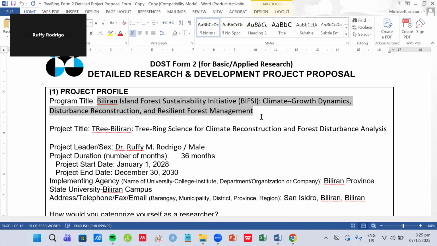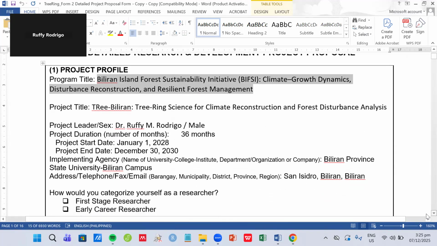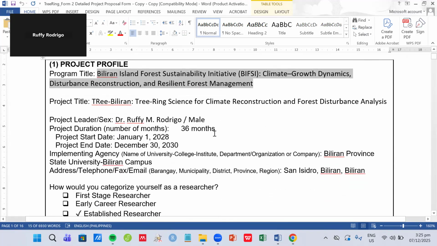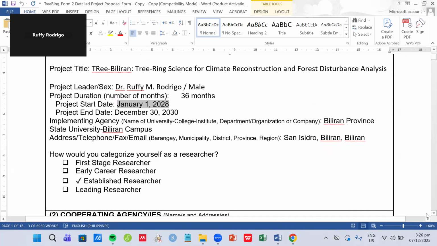For the project title I have here, Tree Ring Science for Climate Reconstructions and Forest Disturbance Analysis. I am the project leader, of course, Dr. Rafi Rodrigo, for 36 months. So this is the funding project I have. It's going to be a long wait. We are still in 2025 and asking for funding for 2028. So I hope I can get it. Here is the implementing agency, of course, Biliran Province State University, Biliran Campus.